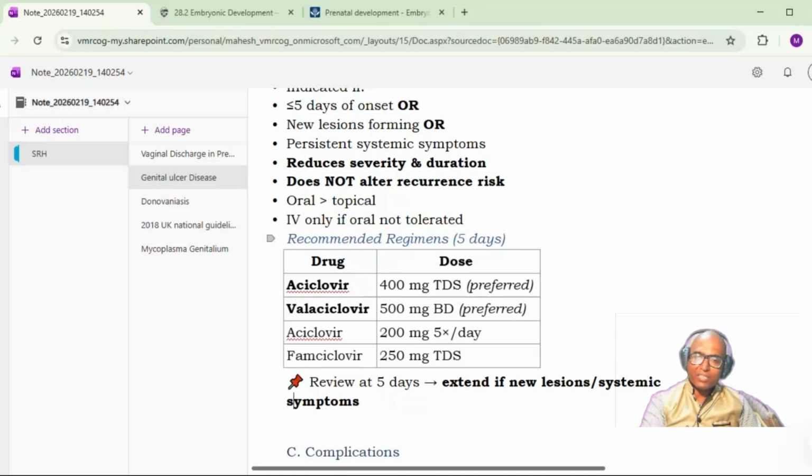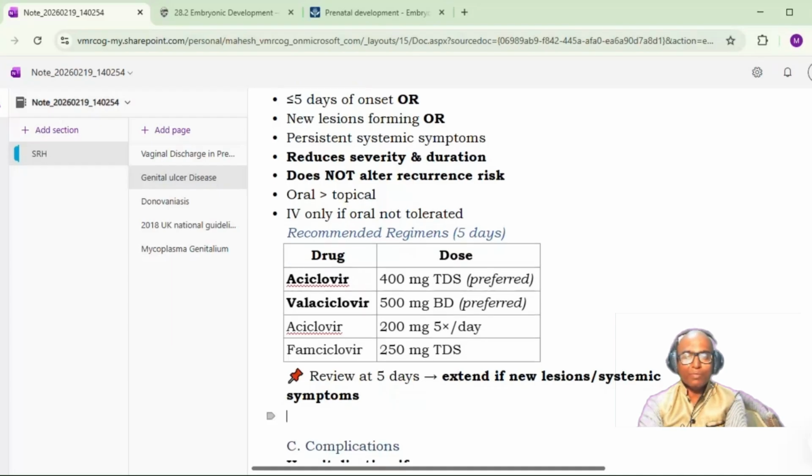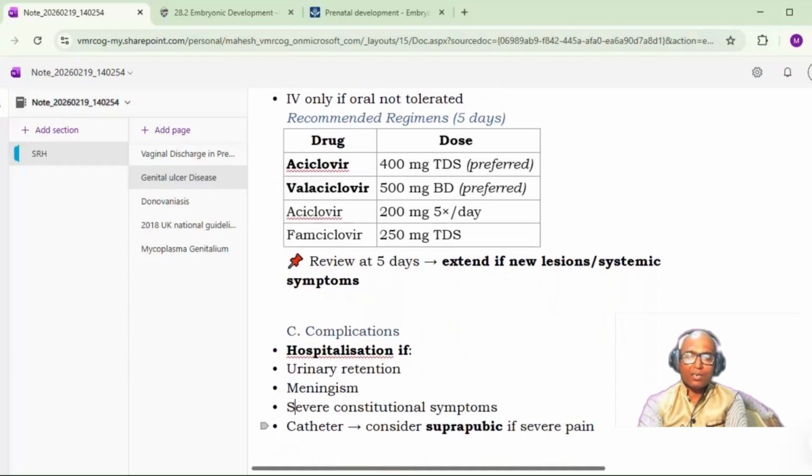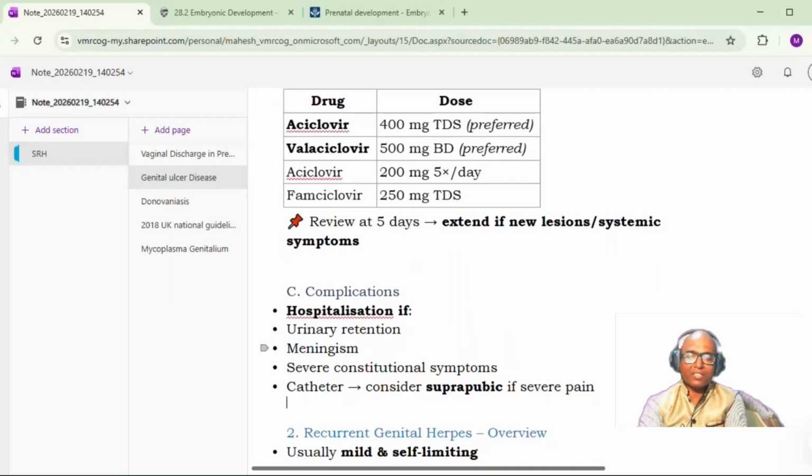Then drug of choice will be acyclovir, and then look for 400 TDS. They may give 200 4 times, 200 3 times also as a confusion with the right 5 days duration. So you have to select appropriately. Then 500 BD for 5 days. So review at 5 days and extend if there are new lesions or systemic symptoms. So you may have to extend if there is clinically further progression.